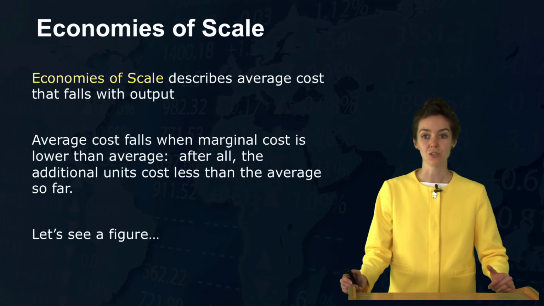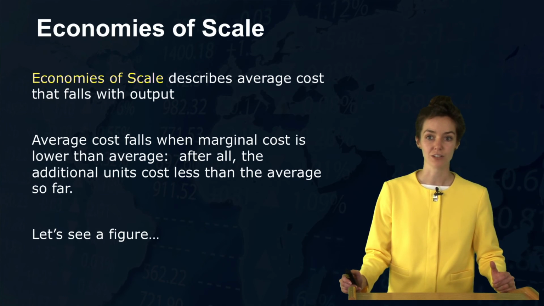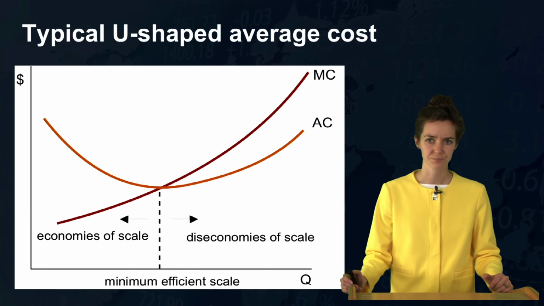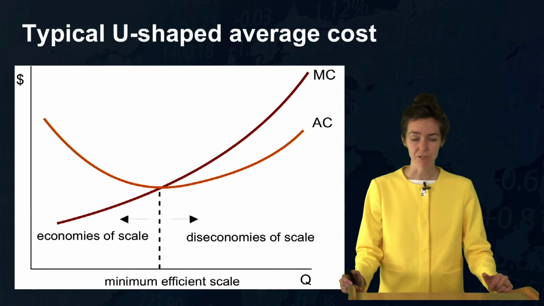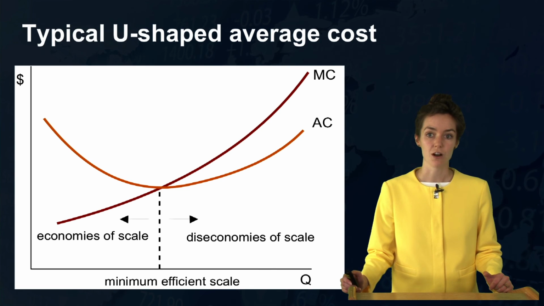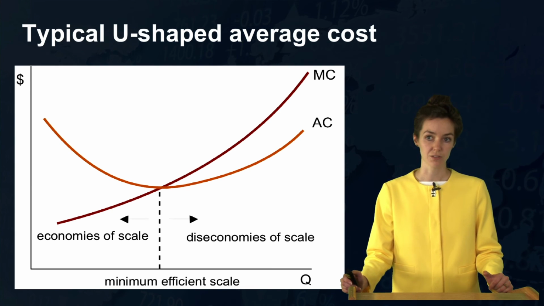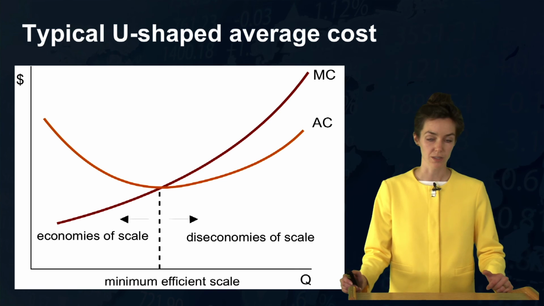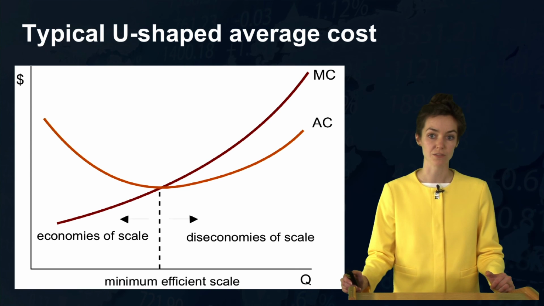If we have additional units that cost less than the average, then our average cost falls when marginal cost is lower. We can represent this graphically as well. Our typical average cost function is this U-shaped function you see here. And our marginal cost function will intersect at the minimum of our average cost function. To the left of this intersection, you'll see that the average cost curve, the orange curve, is higher than the marginal cost curve. So on this side of our graph, we have economies of scale.